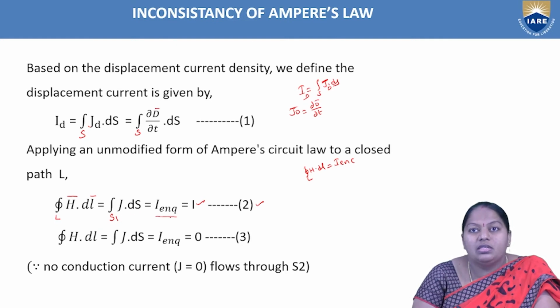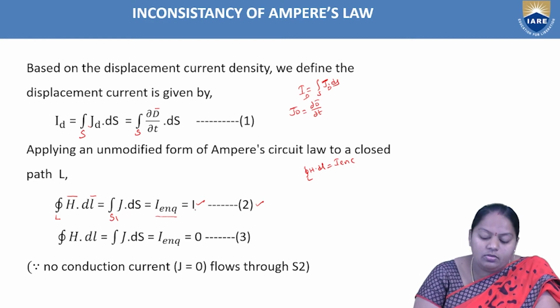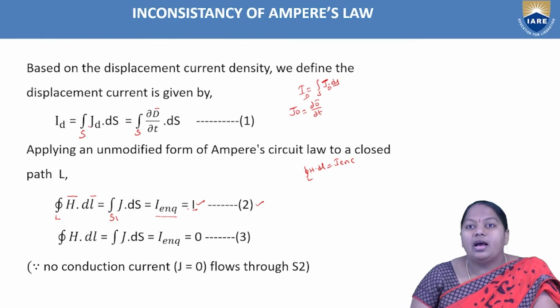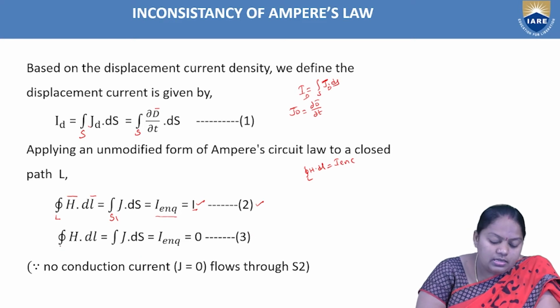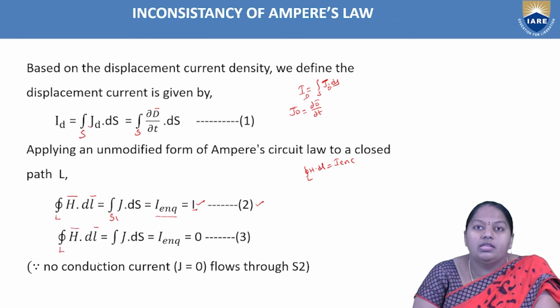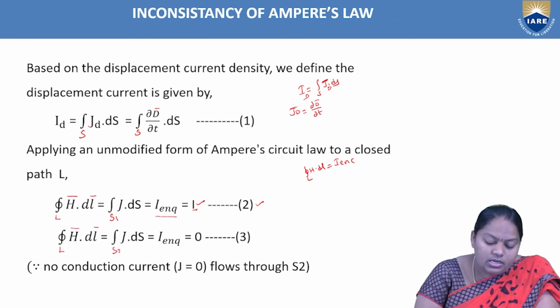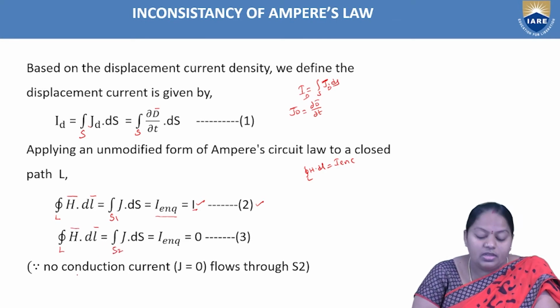Throughout that surface, the current is uniformly distributed, hence I enclosed is considered as I, as in the first case of the previous figure. Now coming to the second figure. In this case, the closed line integral of H dot dl is equal to, here the surface is to be considered as S2. Hence integral over S2 of J dot ds, which is nothing but I enclosed, is equal to 0.